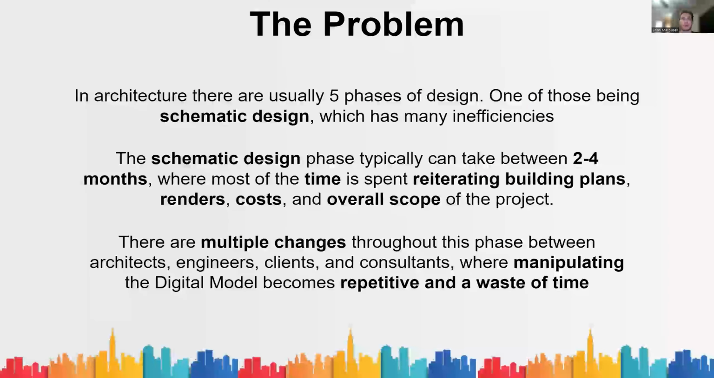Now this brings us to our problem. In architecture, there are usually five phases of design, one of those being schematic design, which has many inefficiencies. The schematic design phase can typically take between 2 to 4 months, where most of the time is spent reiterating building plans, renders, costs, and overall scope of the project. There are multiple changes throughout this phase between architects, engineers, clients, and consultants, where manipulating the CAD model becomes repetitive and a waste of time.